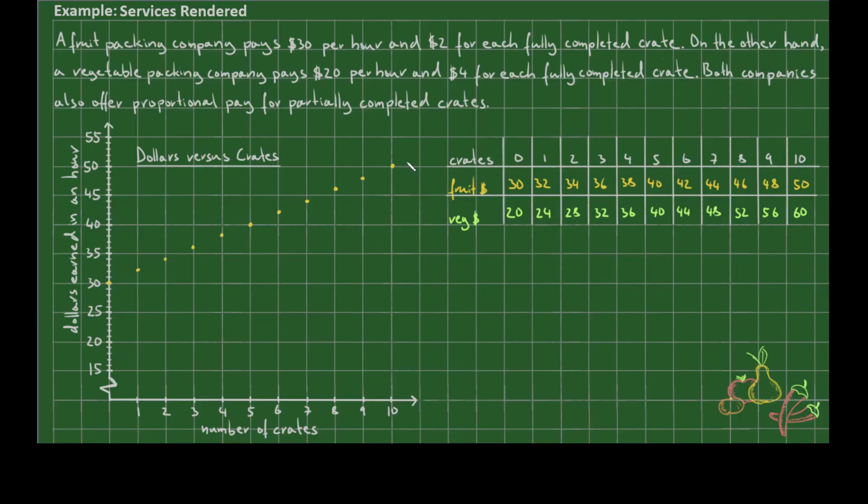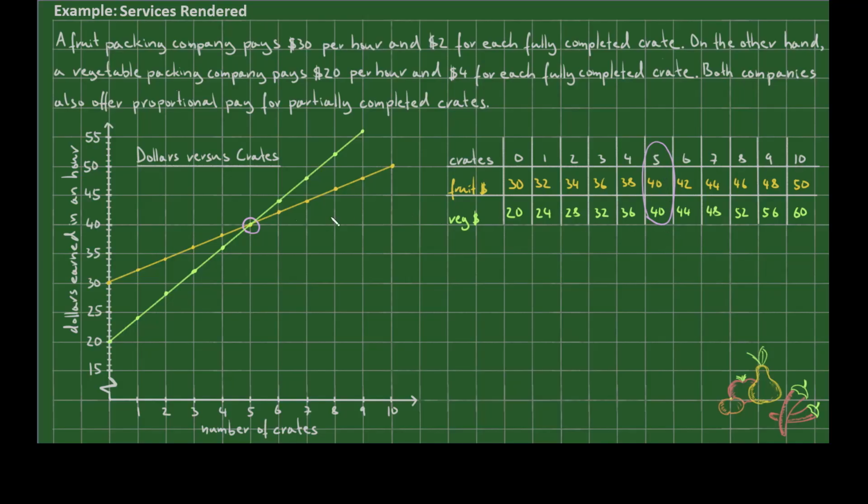Given that this is continuous numerical data, we can connect these points with a line. Now I'm going to plot the points for the vegetable company. Here they are as well. At 0 crates, we will get $20, with 1 crate, $24, with 2 crates, $28, and so on. Once again, I can connect these points with a line. These two lines have a point of intersection. And granted, we could have also identified that in the table over here. At 5 crates, both the fruit company and the vegetable company will pay $40.